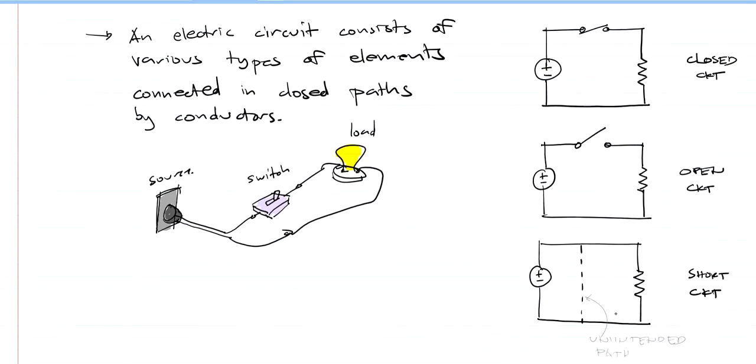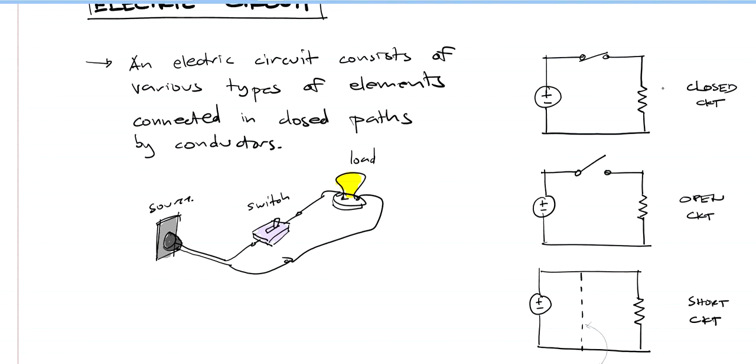Some terminologies that we'll encounter are closed circuits, open circuits, or short circuit. And what that means is that if it's a closed circuit, then there is an uninterrupted flow of current. Because it's closed, the current can actually pass through those terminals.